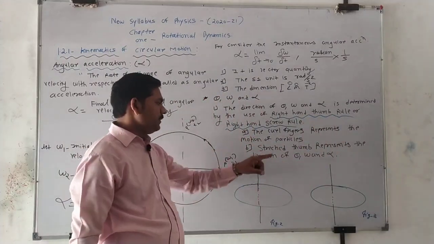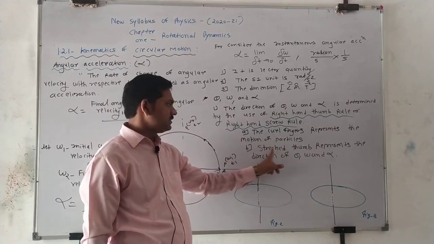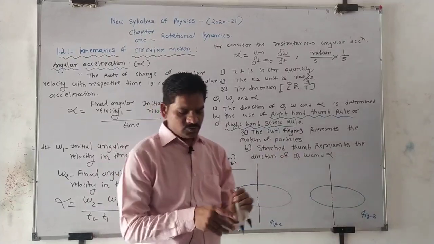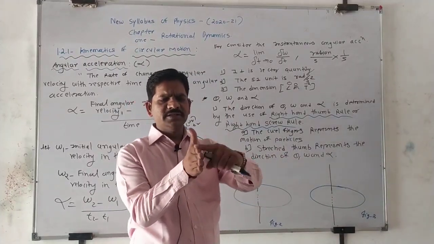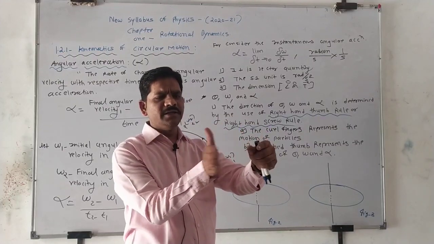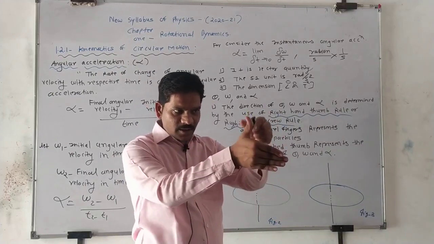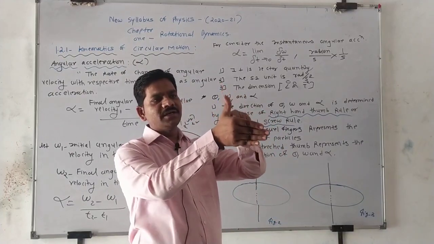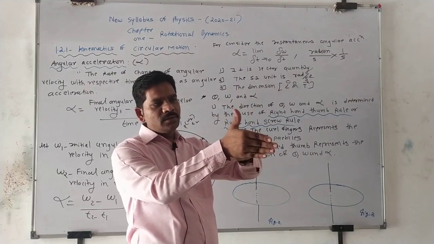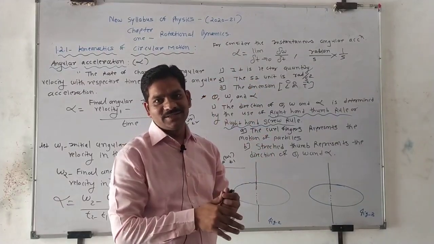What do we mention? The curved fingers represent the motion of the particle and the stretched thumb represents the direction of theta, omega and alpha. So boys, suppose the curved fingers go in this way. What is the motion? The motion of the particle is in the anti-clockwise direction. So where is the thumb? The thumb is in the upward direction, so we conclude that theta, omega and alpha are in the upward direction. Yes or no?